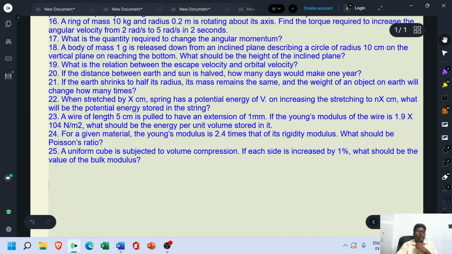Next question is, for a given material, the Young's modulus is 2.4 times that of its rigidity modulus. What should be Poisson's ratio? The last question is, a uniform cube is subjected to volume compression. If each side is increased by 1%, what should be the value of bulk modulus?